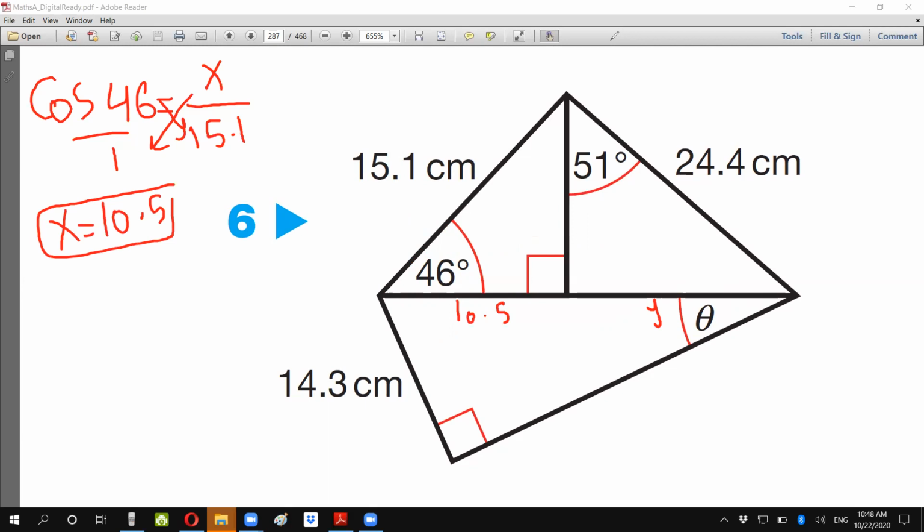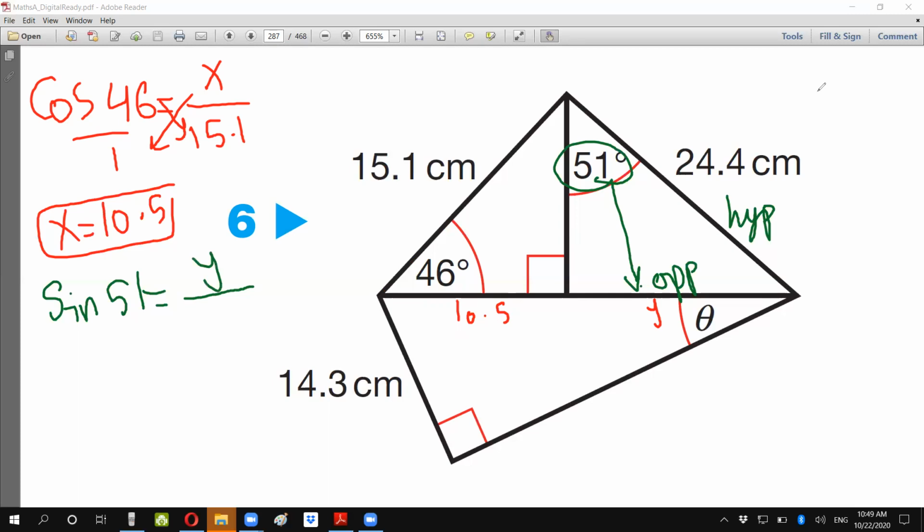I want to find the second part, y. From the angle I will make opposite and hypotenuse, and it will be sine. Sine 51 is equal to opposite y over hypotenuse 24.4. Cross multiplication gives 19.0.